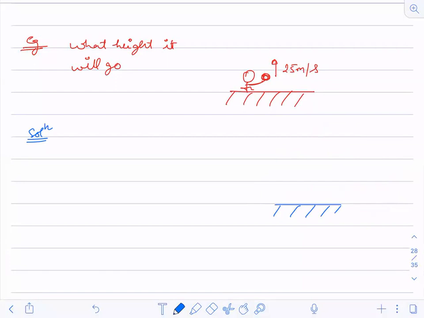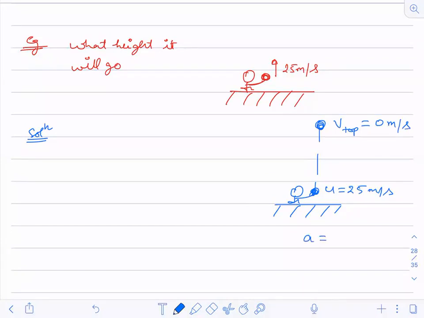So suppose you have thrown a ball. So suppose this is the maximum height over here. What is the velocity at the topmost point? Because here you know the velocity, 25 meter per second. What is the velocity over here? 0. Very good.